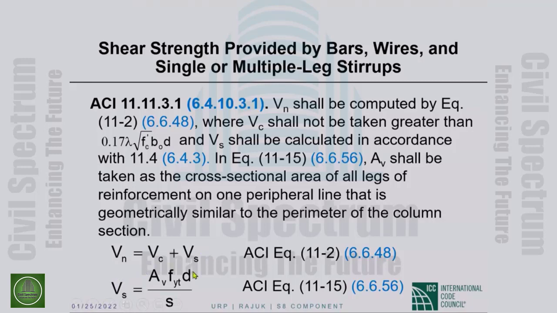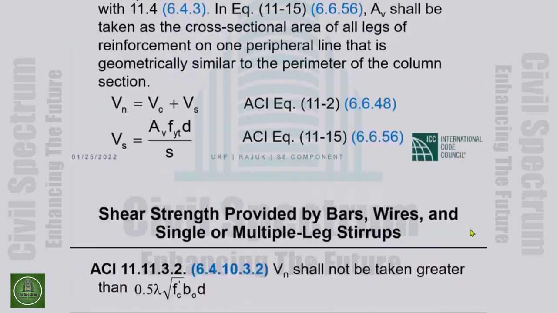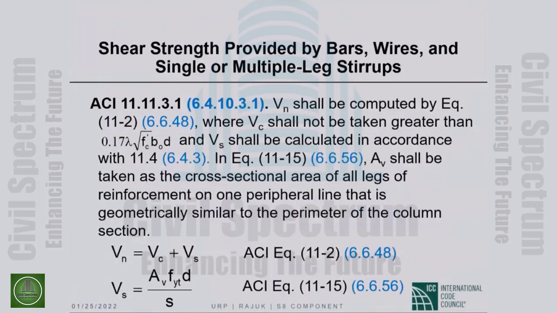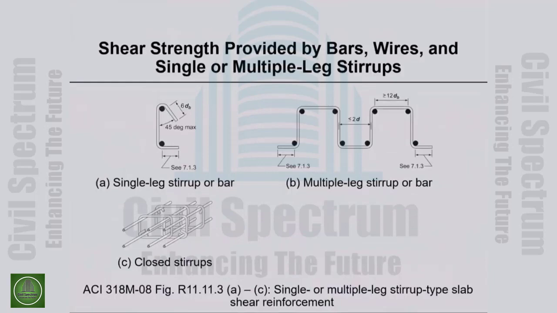v_s is given by this expression that you have seen before for beam design, but there are a couple of things that are kind of important. A_v shall be taken as the cross-sectional area of all legs of reinforcement on one peripheral line that is geometrically similar to the perimeter of the column section.